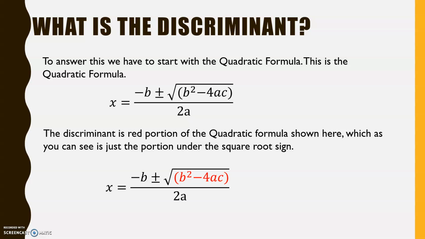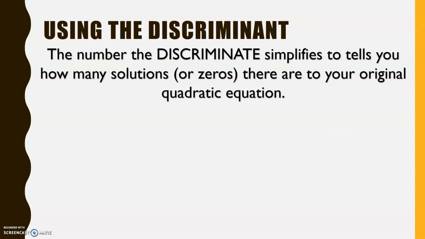Great singing, great singing. The discriminant portion of this really important formula is this part shown in red here. And what's cool about the discriminant is it's going to show us what our quadratic equation is going to do. So I'll show you an example of that here in just a moment. So the discriminant tells you how many zeros there are for your original quadratic equation.